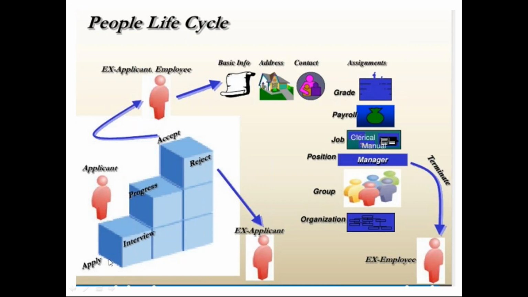So here we applied for the job. This is the interview process, and here it is in progress. If the interview gets rejected, we become an ex-applicant, from applicant to ex-applicant. Once we are selected and we also accept the offer letter, both things, then we become an employee, from applicant to employee. Now we are an employee.